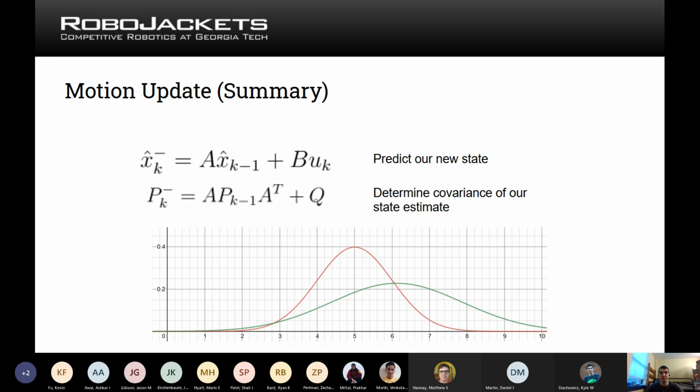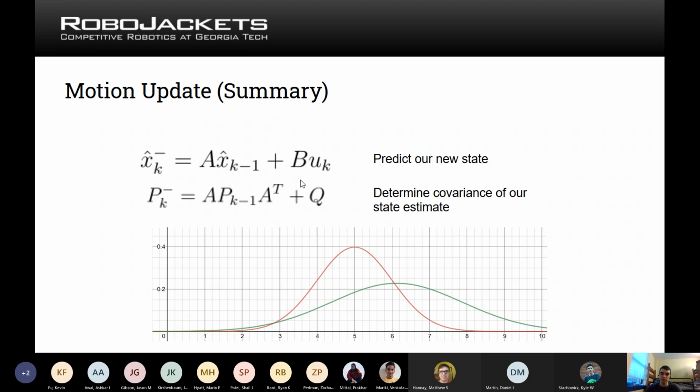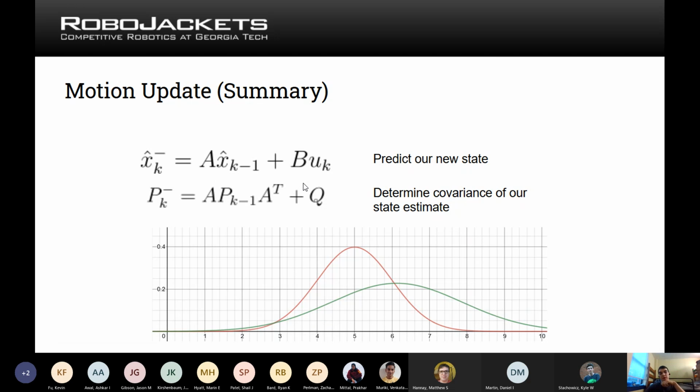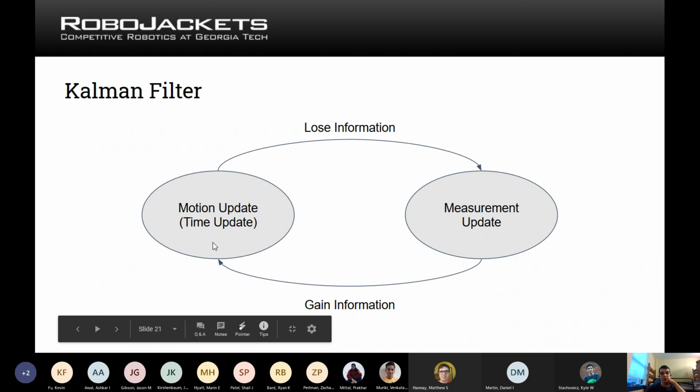So in summary, we have these two steps for the motion update. The first step, we are predicting our new state. And the second step, we are determining the covariance of our new predicted state. And this lines up with basically just two Gaussian curves, where the new state is just this peak. And as we saw, it moved from 5 to 6.25. And the covariance increased because of this Q value, and it basically widened this out so that we have a much less certain guess of where we are. So that's all for the motion update.